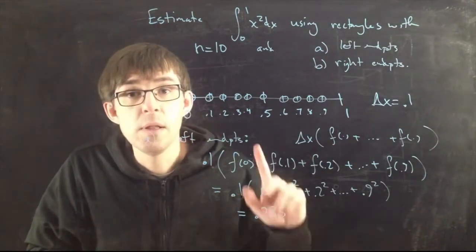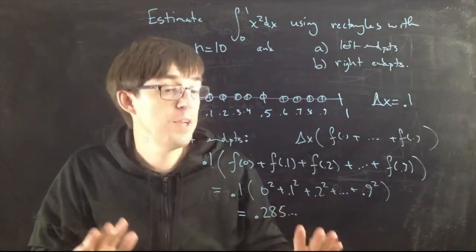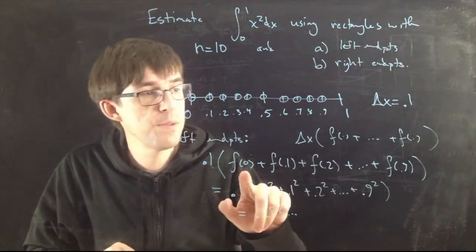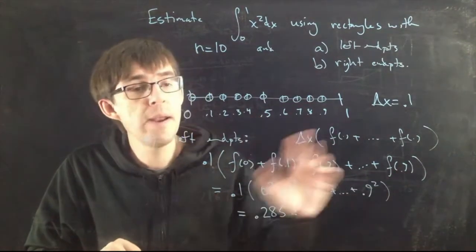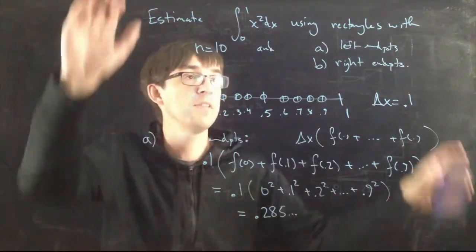That was the left endpoint. Let's do the right endpoint. Can we just say, what's the difference? The difference is almost nothing. It's just when you plug all these numbers in. This time around, I started with 0 and ended with 0.9. When I'm doing the right endpoints, I should start with 0.1 and go all the way to 1. That's the only difference. Everything else is the same.